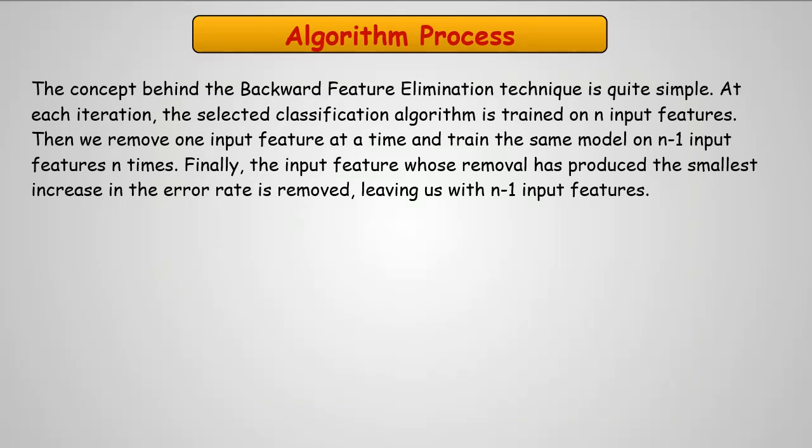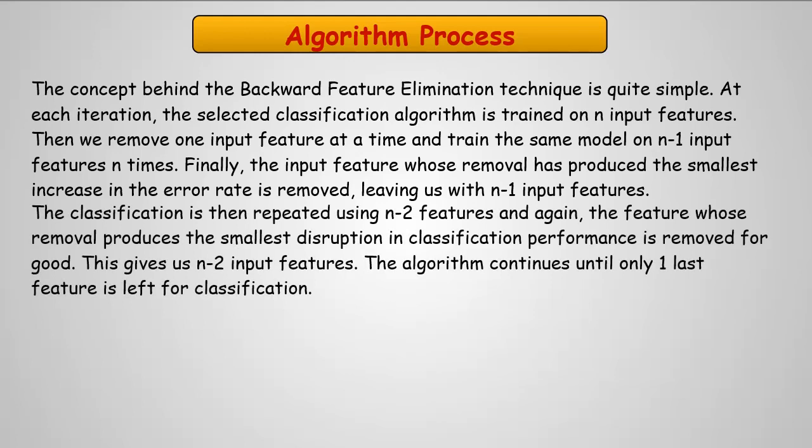At each iteration of the loop, using a selected classification algorithm, what might be a decision tree, a naive Bayes, etc., we're going to train on n number of input features or columns. Then we're going to remove one column at a time and retrain the model without that missing column. And then finally, the input whose feature removal produced the smallest increase in the error rate of the model, meaning its decline in accuracy, is removed, leaving us with n-1 input features.